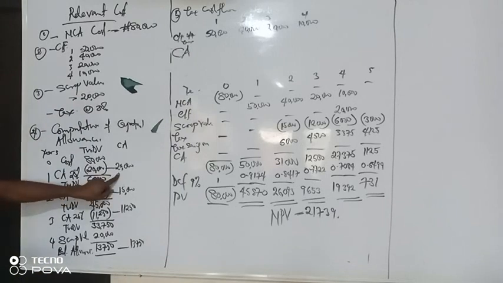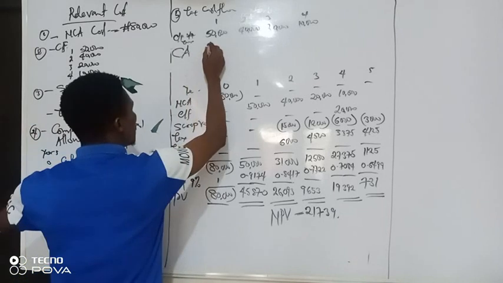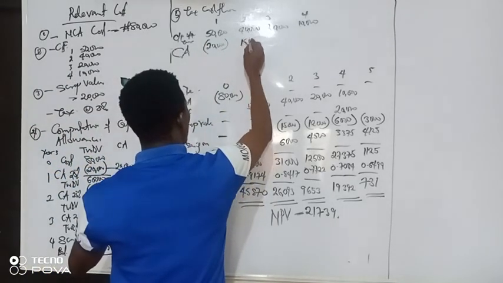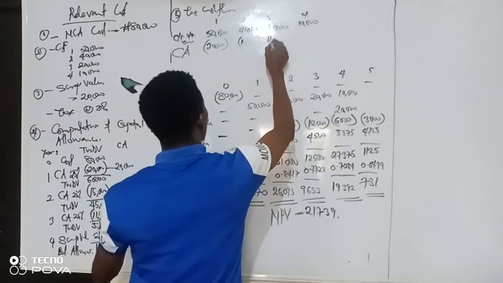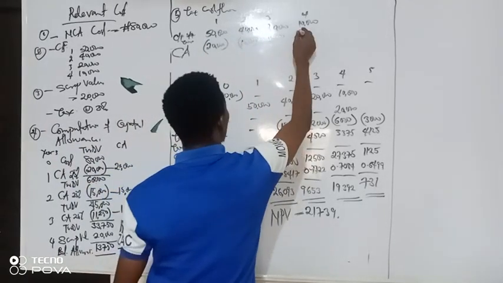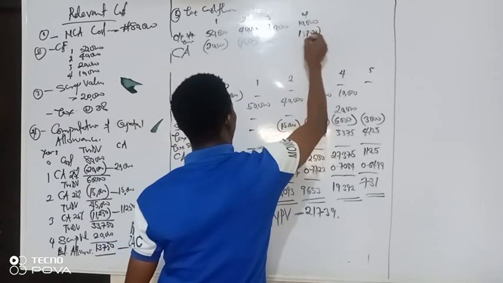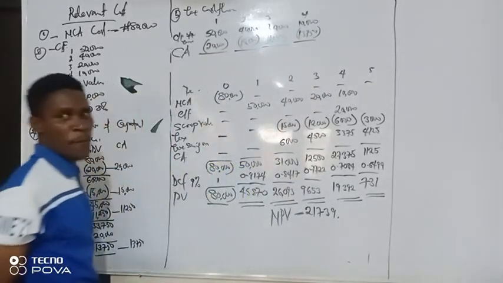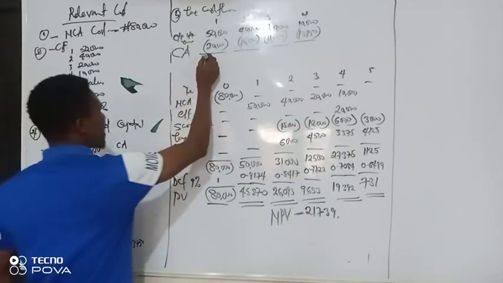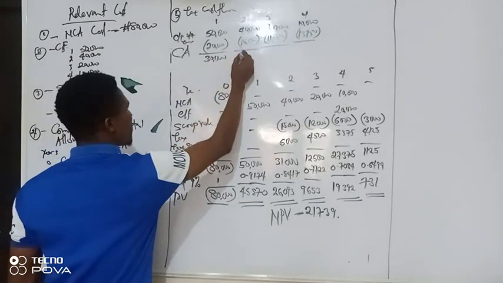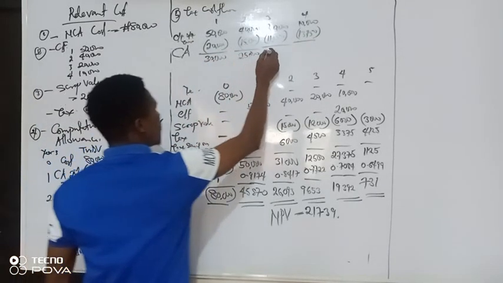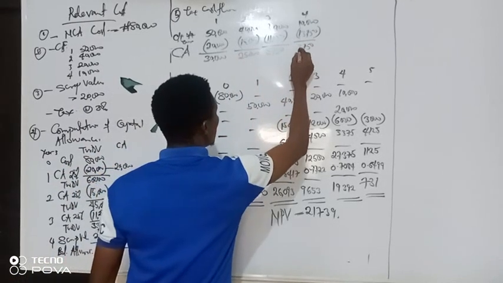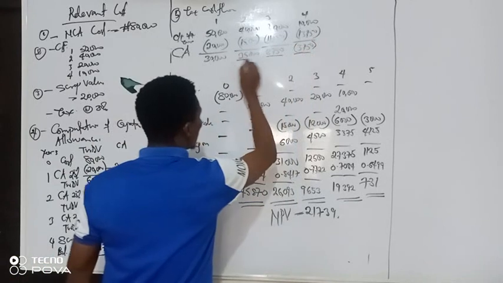In year one, how was my capital allowance? 20,000. Then 15,000, 11,250, and 13,750. Am I complicating this? Then I will get my net cash flow after capital allowance. We have the difference: 30,000, 25,000, 8,750, and 3,750 negative value. So this is the figure that I will tax.